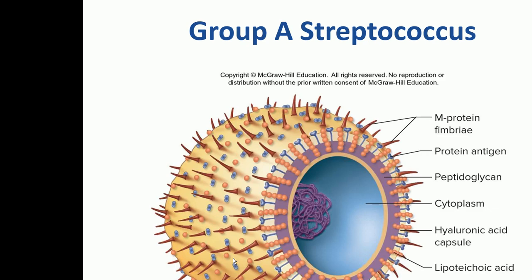So this is the structure of the group A Streptococcus bacteria. You can see these are the fimbriae. We have studied in our preliminary chapters what fimbriae are. They have M proteins in these fimbriae. Then they have some protein antigens on the surface. Then peptidoglycan is in the cell wall. This is the cytoplasm. Then outside the cell wall they have a capsule, and in the capsule they have the hyaluronic acid. And this is the lipoteichoic acid.